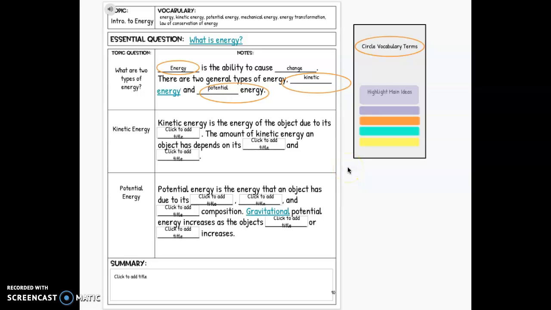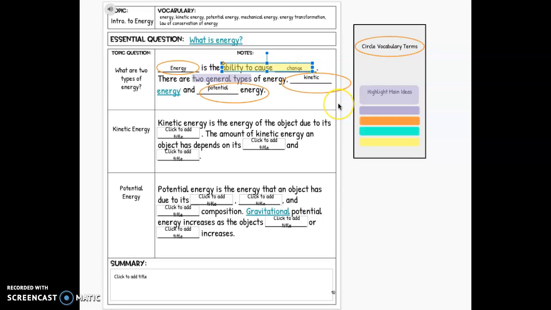I'm going to read that again. Energy is the ability to cause change. There are 2 general types of energy, kinetic energy and potential energy. I think it's important to remember that there are 2 general types of energy, that there might be more, but there are 2 general types, so I'm going to highlight that. And I also think it might be good to remember that it is the ability to cause change, so I might highlight that as well.